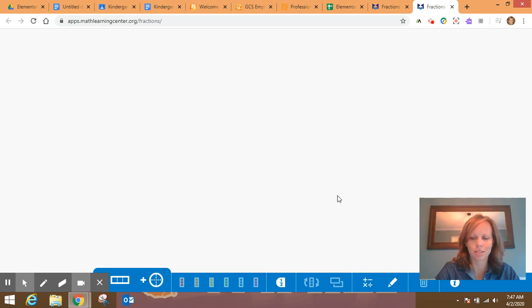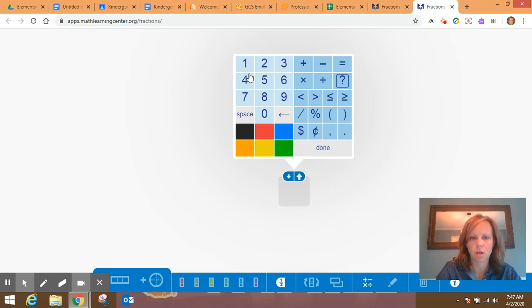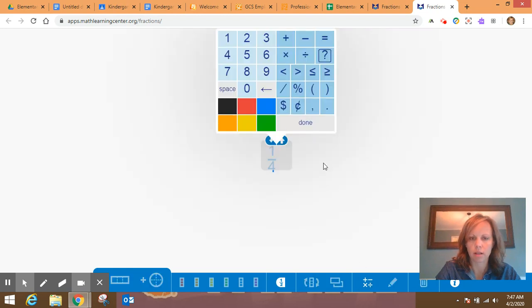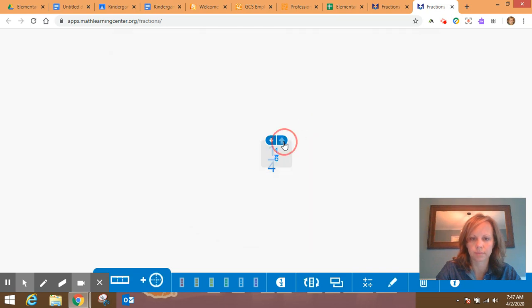Hey boys and girls, today we are going to compare fractions with like numerators. So let's first compare 1/4 and the fraction 1/6. Okay, so remember the top number is called our numerator, so we want to refer to it as a numerator, and the bottom number is the denominator.